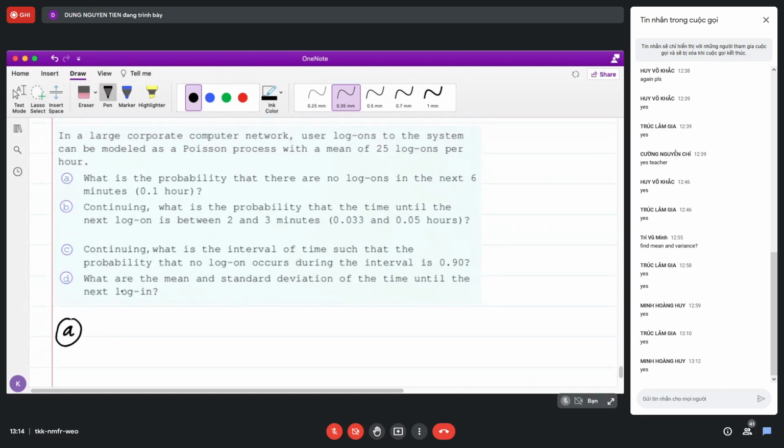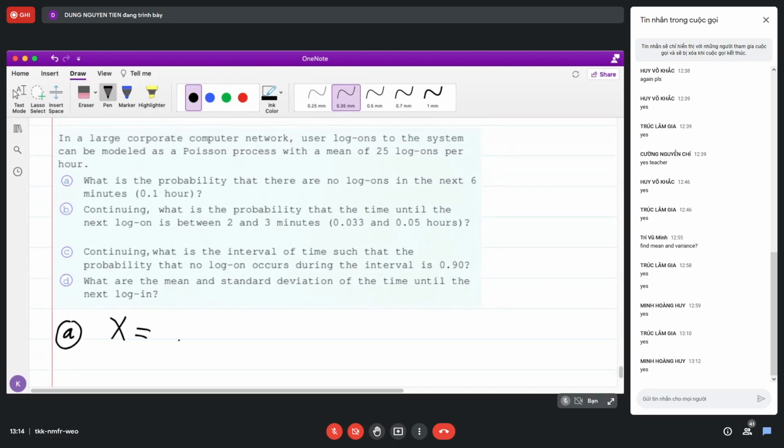Suppose that x is the time in hours between two logons, and follows an exponential distribution.